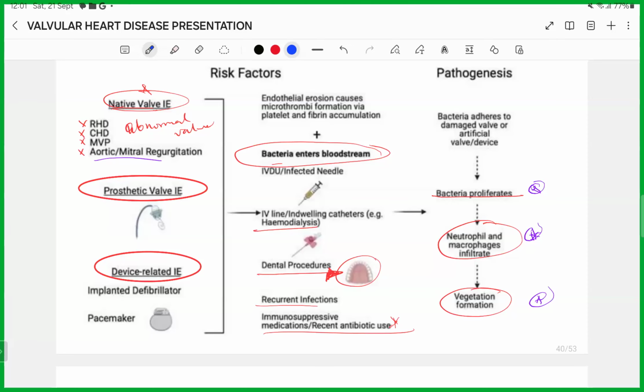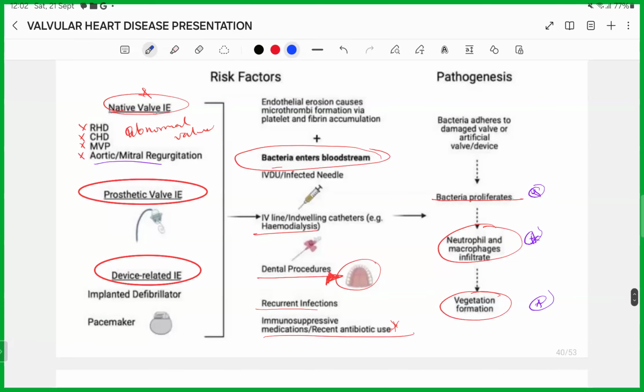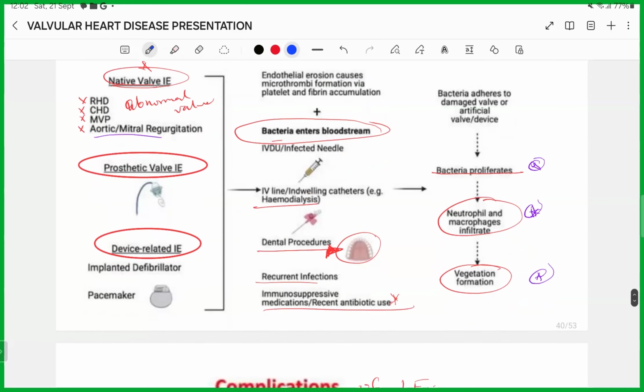And then you have events that lead to bacteremia, such as intravenous drug use, catheters for hemodialysis, dental procedures, which cause bacteria to get into the blood, recurrent infections, immunosuppression, etc. And all those will lead to bacteria getting to the valve, and they'll start damaging it, and then they'll proliferate, and they'll have an immune reaction, and they'll continue damaging the valve. And then eventually you'll even have septic vegetations to different parts of the body.